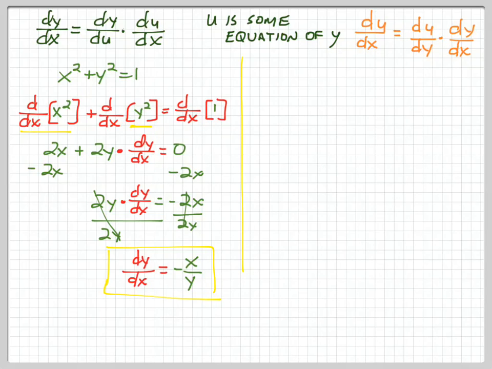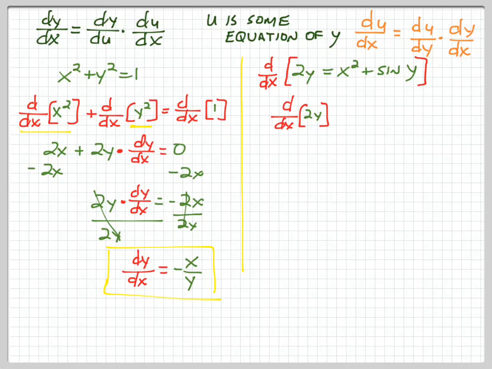Alright, let's look at another example. 2y equals x squared plus sine y. Again we are going to take the derivative of everything in here. When our variables don't match, we'll use the orange side. When the variables do match, we'll use the green side up along the top there. So, the derivative of 2y with respect to x equals the derivative of x squared with respect to x plus the derivative of sine y with respect to x.